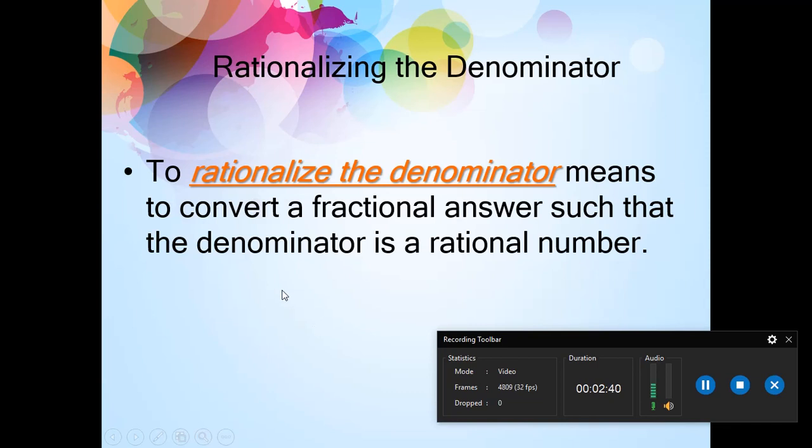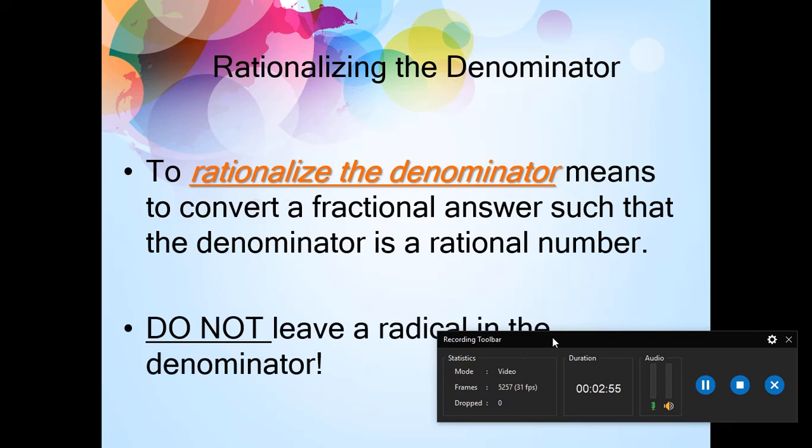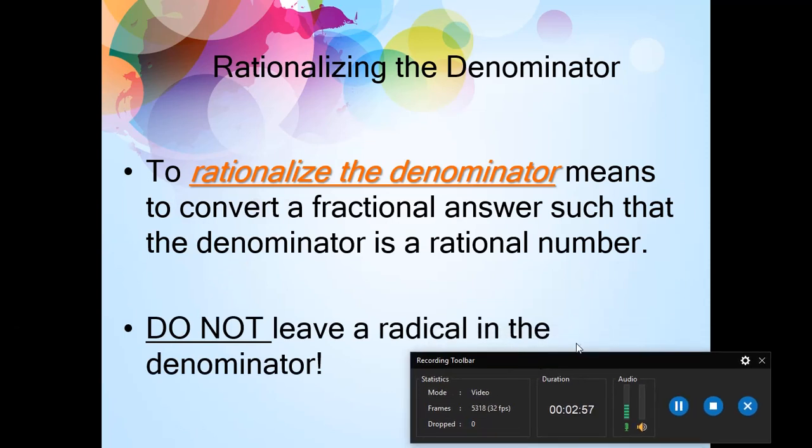Now, if we rationalize the denominator, what it says is that I can see there's a square root radical in my denominator, and I need to convert that into a rational number. We are not allowed to leave a square root radical in the denominator, so whenever you see one present, this is the process that we'll go through to eliminate it.